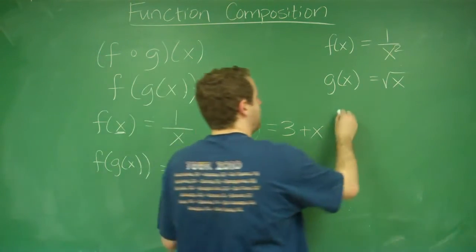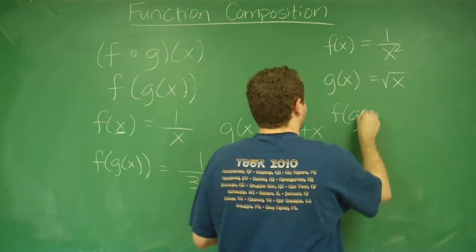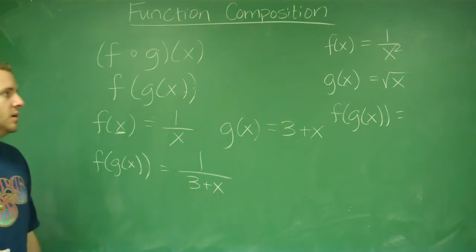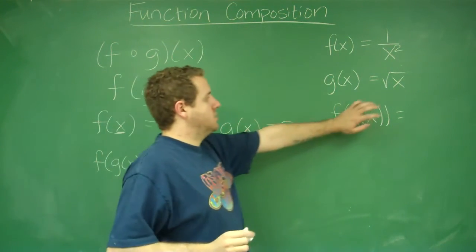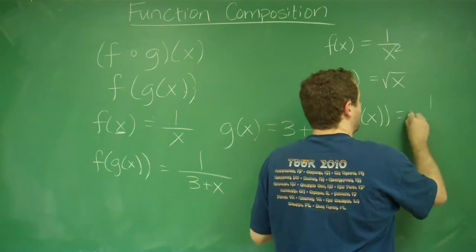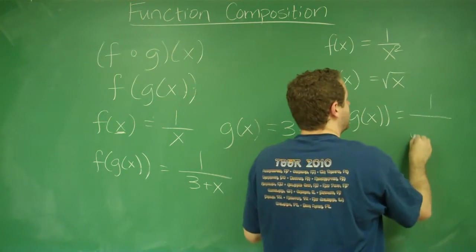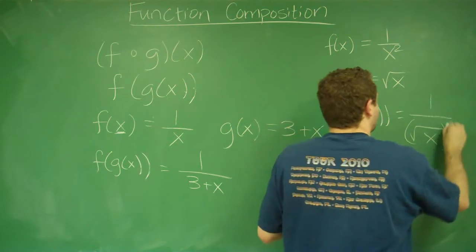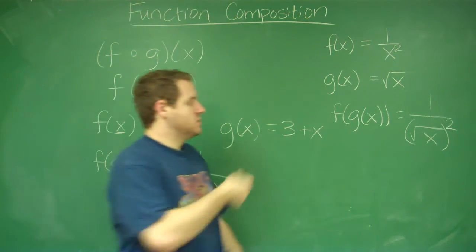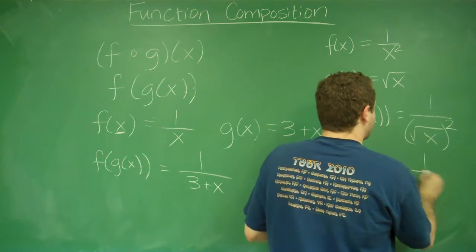So let's think about what f of g of x would equal here. Well, I'm taking g of x, square root of x, and I'm plugging it into f. So this would look like 1 over, and instead of x, I'm putting square root of x. I still have to square it. Square root of x squared is just 1 over x.